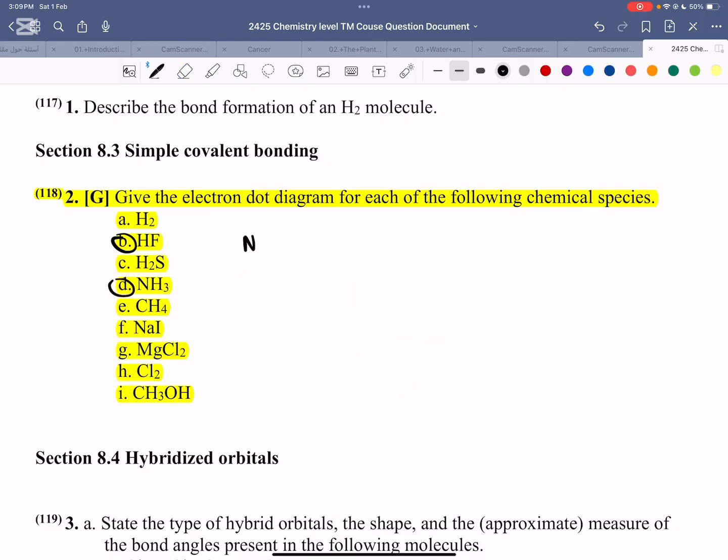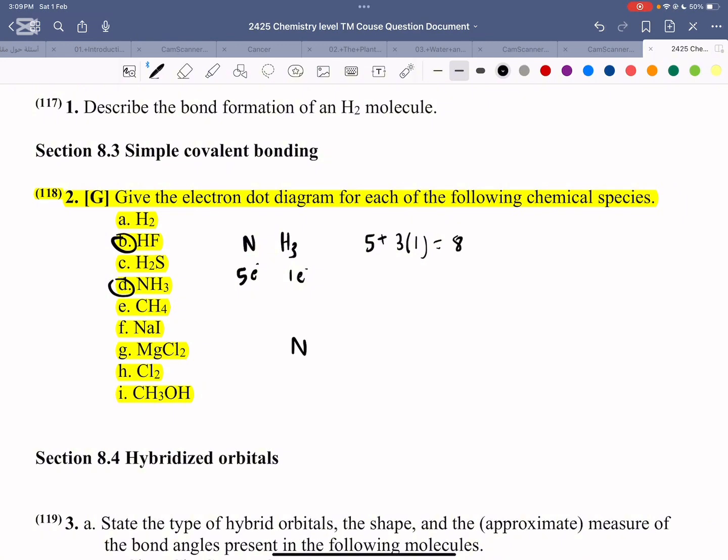Let's look at part D. So nitrogen and hydrogen, NH3. Nitrogen is in group 5, so we have 5 valence electrons. Hydrogen has 1 valence electron. So the total number of electrons is going to be 5 plus 3 times 1, because we have 3 hydrogen atoms, which is 8.